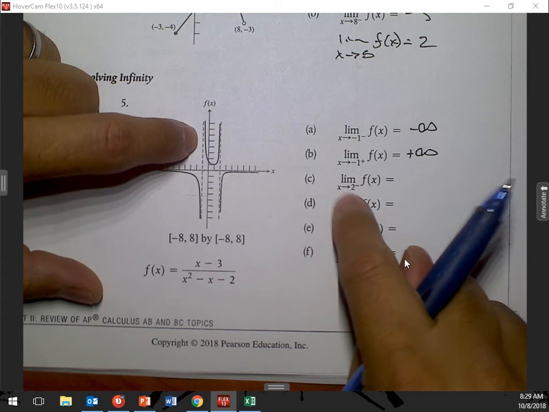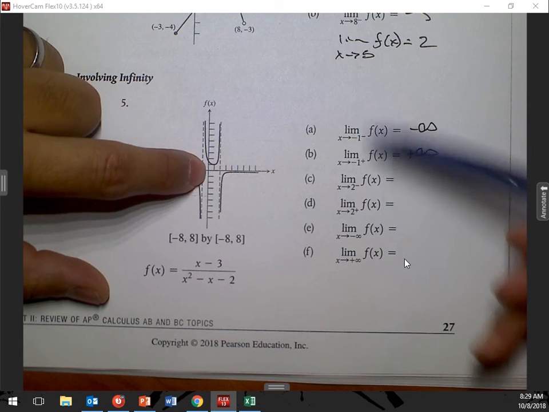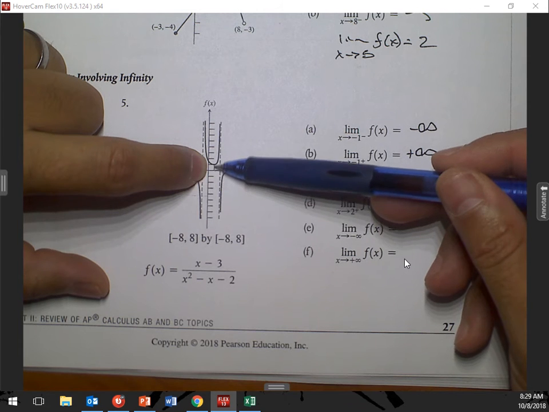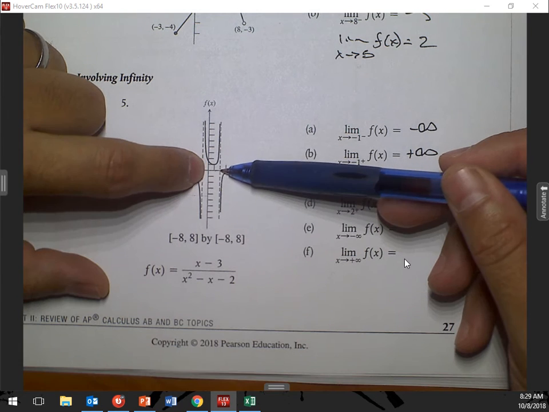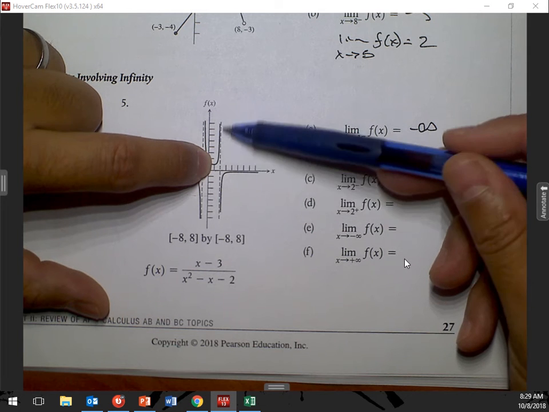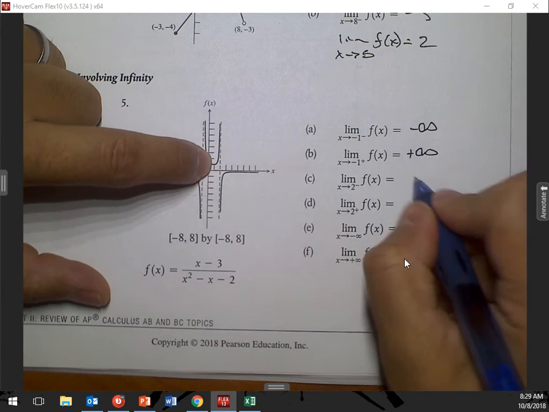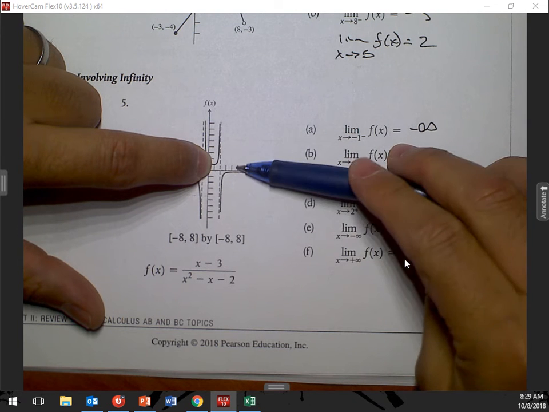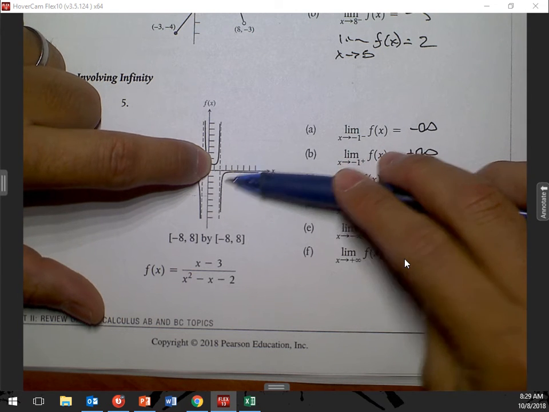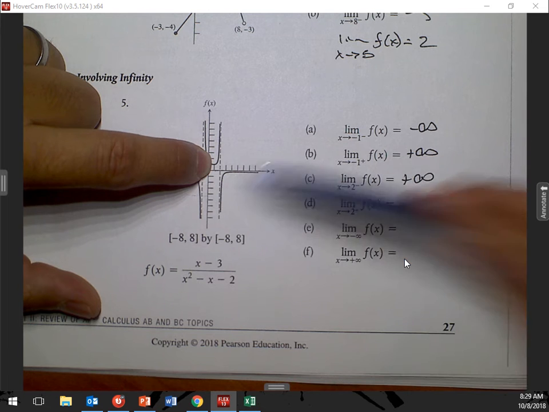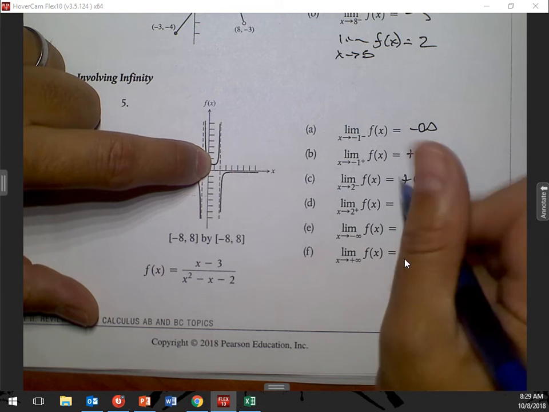Now, the limit as x approaches 2 from the left-hand side. All right, so now we have 2. Let's take a look. So 2 is right here. Left-hand side is going to what? It's going up, isn't it? It's going up to that asymptote, so that's going to be positive infinity. Now, 2 from the right-hand side. Here's the right-hand side. From the right-hand side here, that's going down to negative infinity.